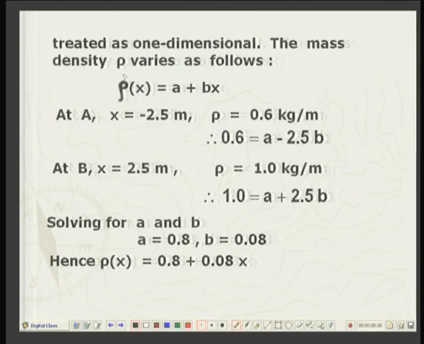Okay. So, from these two equations I can solve for two unknowns. a will come out to be 0.8 and b will come out to be 0.08. Hence, the density rho is equal to 0.8 plus 0.08 x. So, we have determined the function which describes the variable density of the material of the rod.